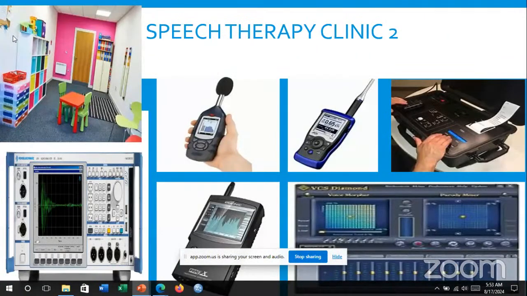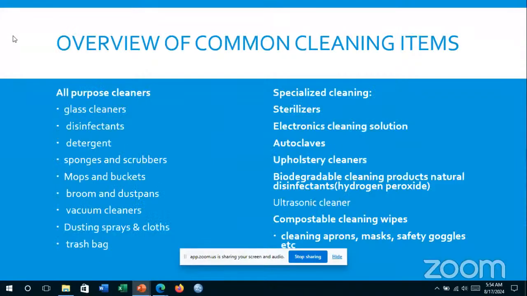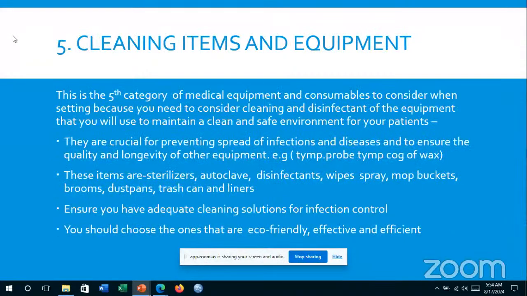The fifth part of the category is about cleaning items and equipment. This one, clean and of your patient. So they are crucial for preventing spread of infections, especially where you are attending to neonates. Even adults, we have to ensure the quality and longevity of other equipment as well.